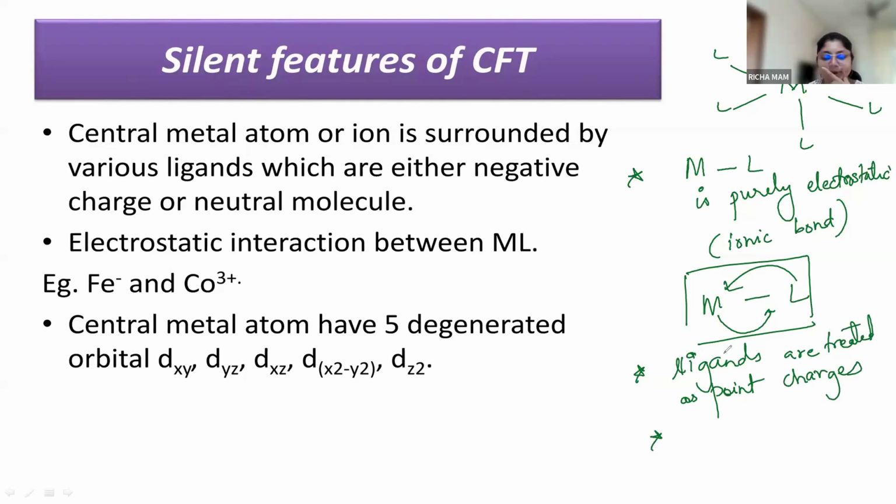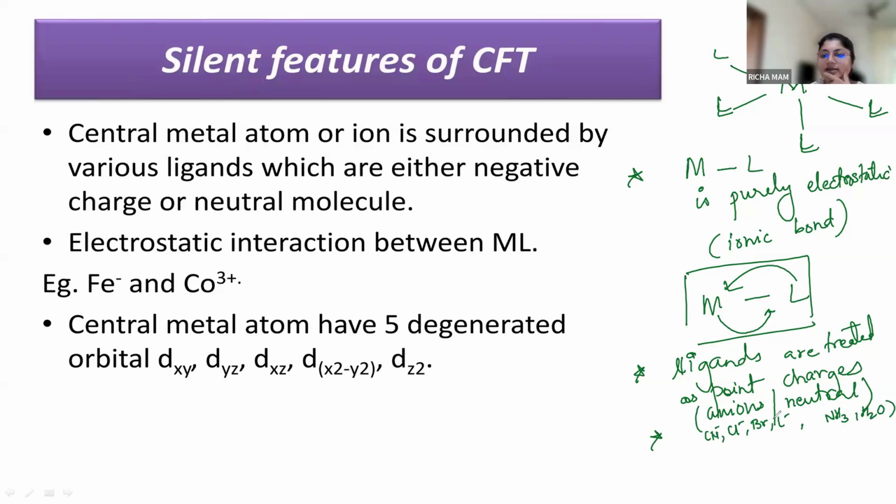So what is the second point in this theory according to CFT? What did the scientist say about the ligands? These ligands are treated as point charges. They are either anions or neutral molecules. Anions like Cl minus, Br minus, F minus, CN minus. Neutral molecules like NH3, H2O. So these ligands are treated as point charges.